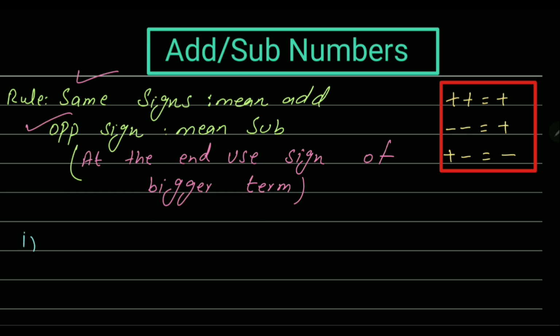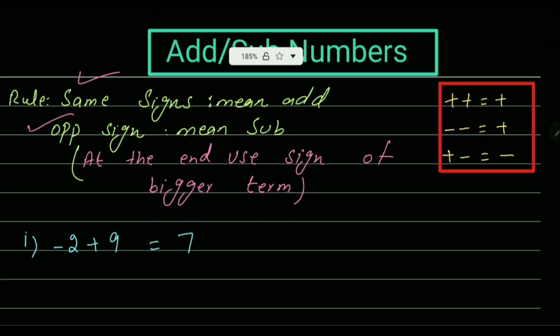Question number 1, -2 plus 9. Opposite signs, and opposite signs mean subtraction. Subtraction means 9 minus 2 is 7, and the sign will be of the bigger value. The bigger value is 9, and the sign of 9 is positive. So we will not put a positive sign here, because it means positive 7.